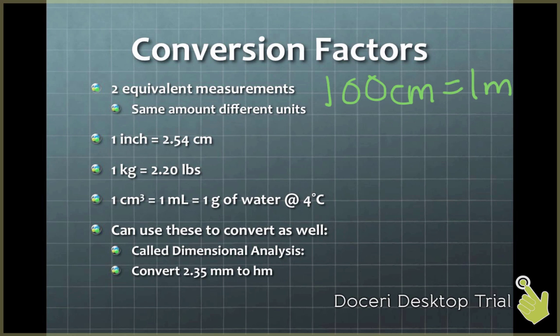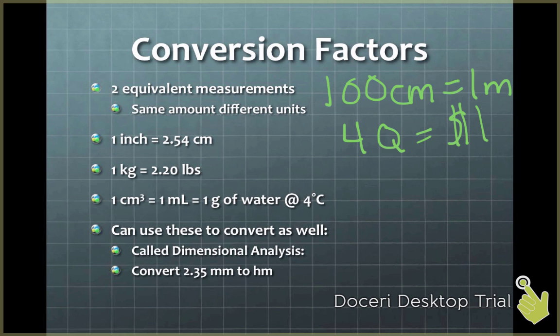Or you could say 4 quarters equals $1. It's the same amount of money. One's paper, one's coin, but it's the same amount of money. And so that's a conversion factor. They have to be 2 equal measurements. They have to work together.